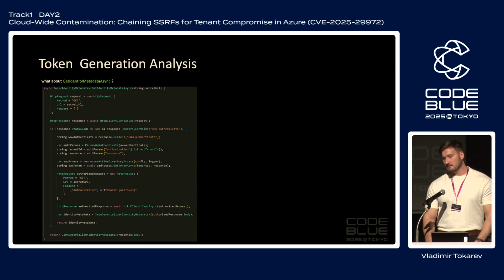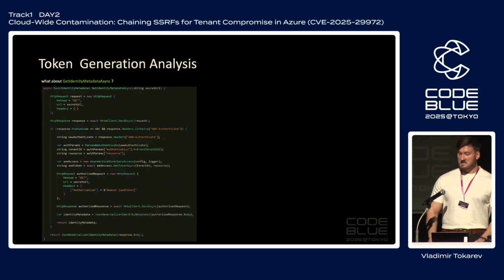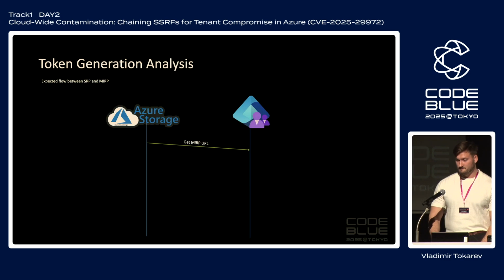So again, let's take a look at that get identity metadata async. As I already said, first we have the get. Then if the answer is 401 and has a WWW-Authenticate header, we will extract information from this header. Based on that, create an AAD token and send a GET or POST request to the endpoint. Again, the URL is the one that the attacker manages. After that, the answer will be parsed and saved.